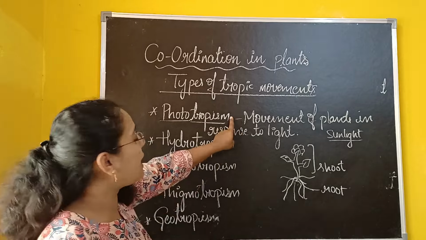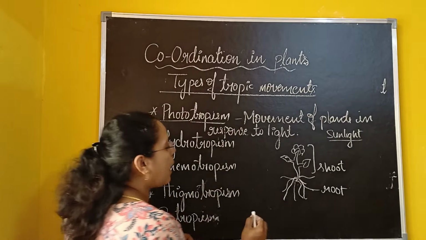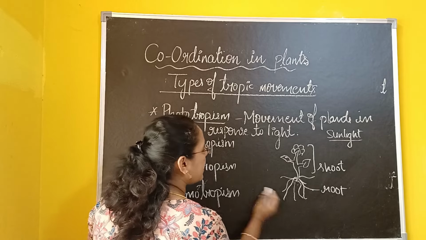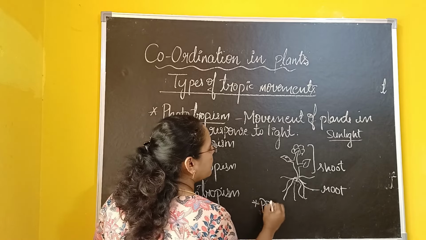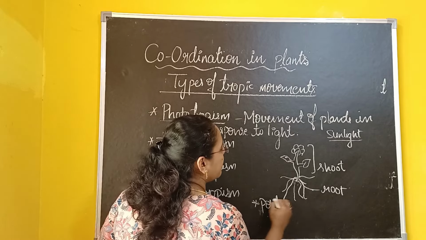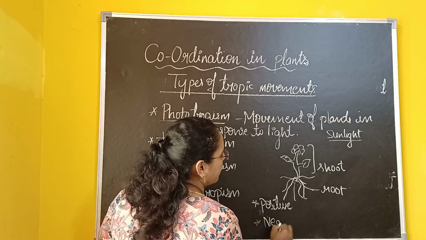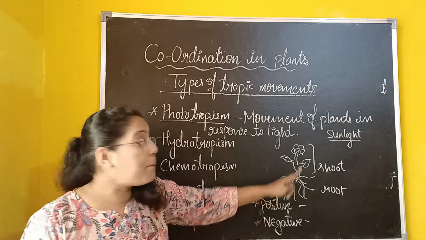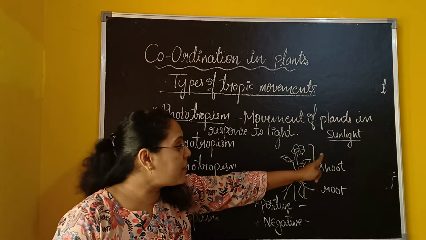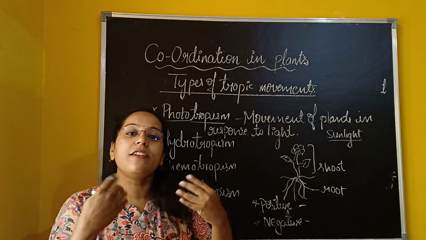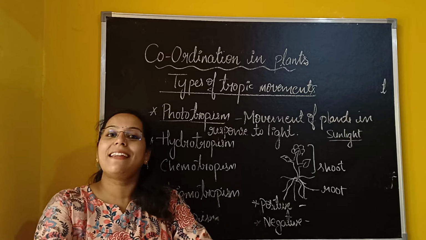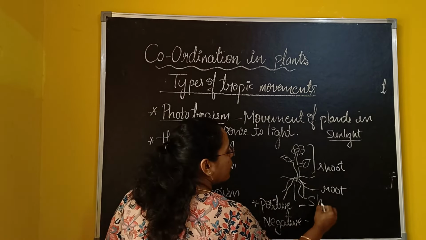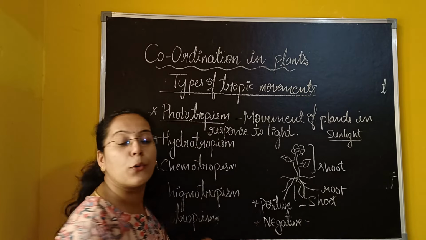Please note, after writing this statement, write down positive and negative. Positive and negative. So which part of the plant is showing positive phototropism? Positive phototropism is nothing but which is towards the light. Which part is towards the light? Obviously it is the shoot. So note down, shoot is showing positive phototropism.